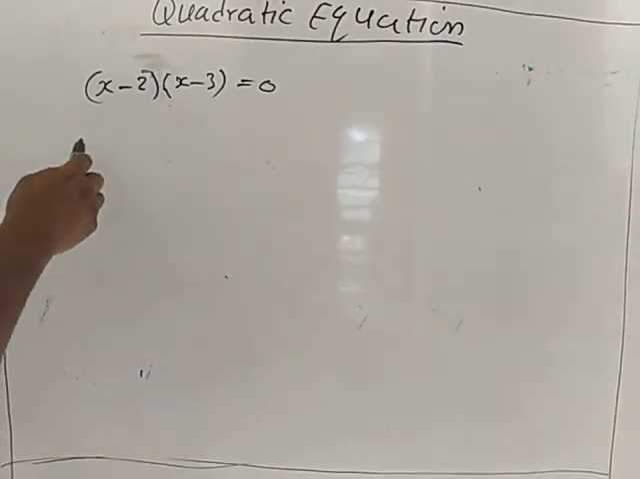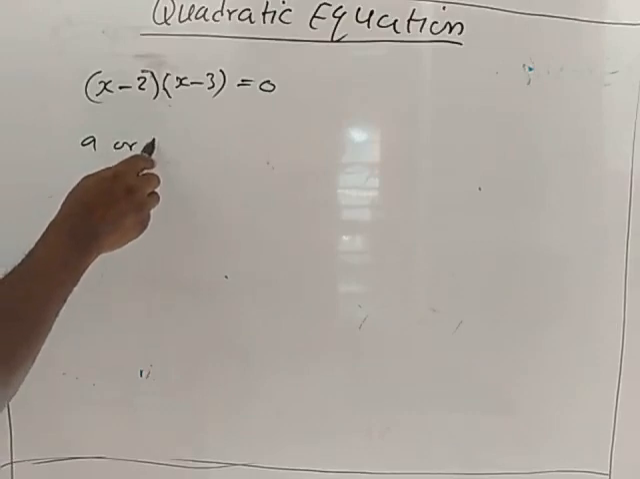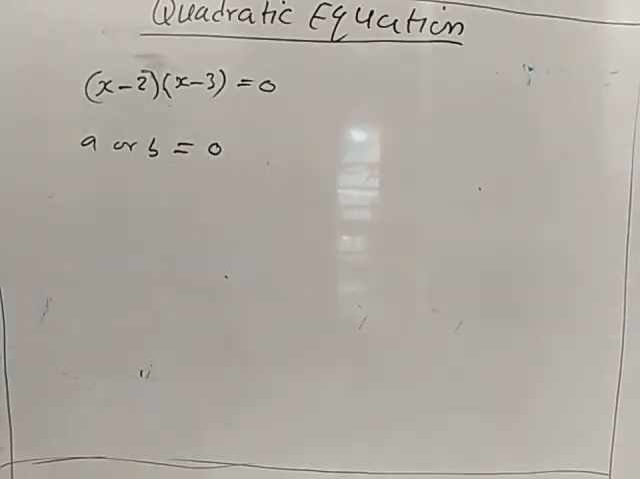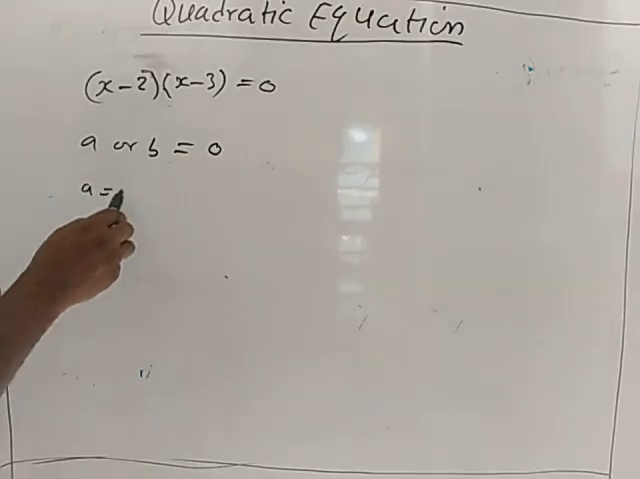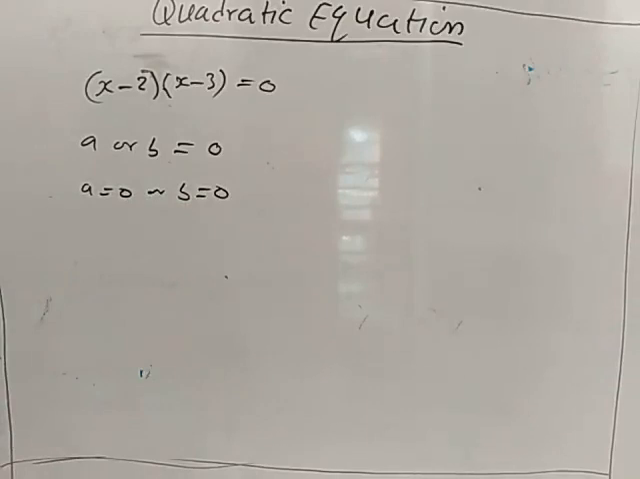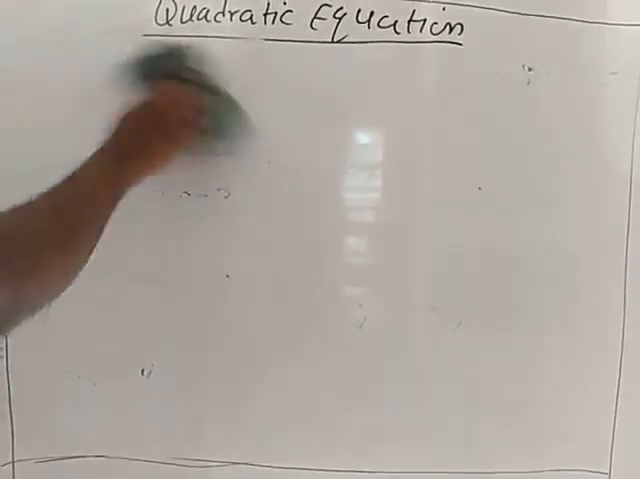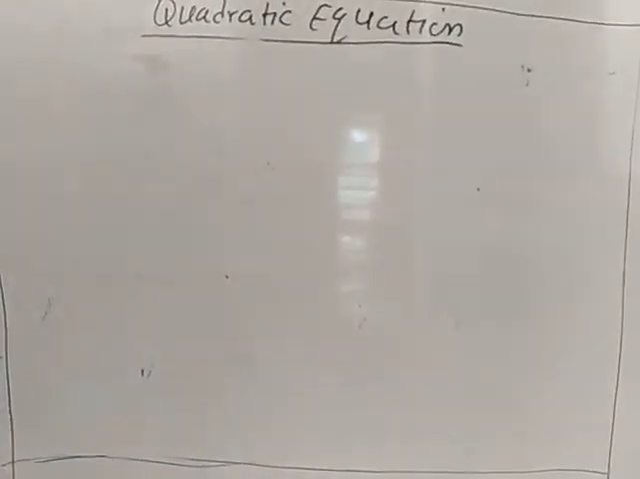And whenever you are having a times b is equal to 0, then you will have a is equal to 0 or b is equal to 0. But in this video, I will be teaching you how to solve quadratic equation.